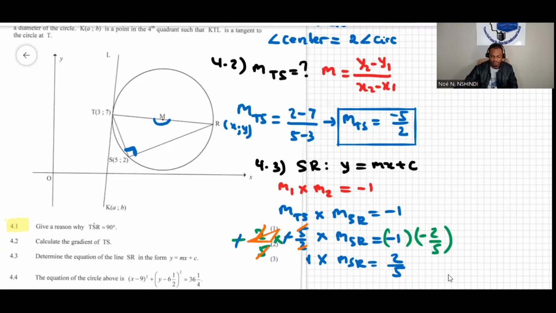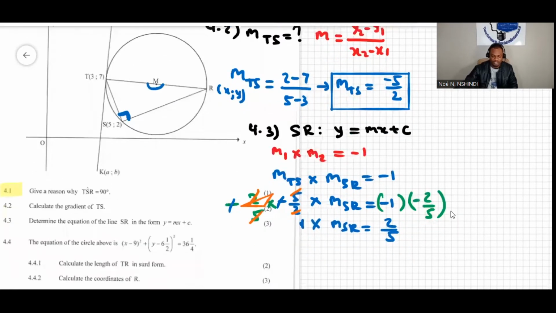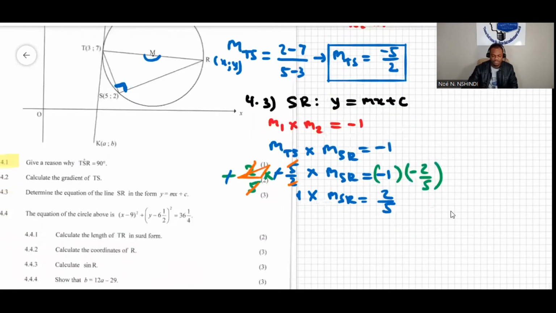Therefore, m of SR will be equal to 2/5. Now that we have found the gradient, we can substitute in the equation of the line, which will be y equals 2/5 x plus c. Now we can substitute in the points. The only given point is the point (5, 2).